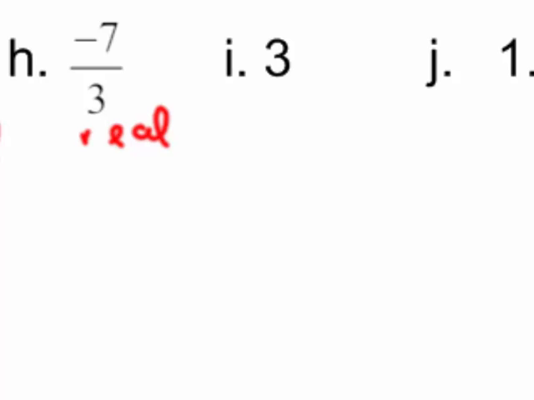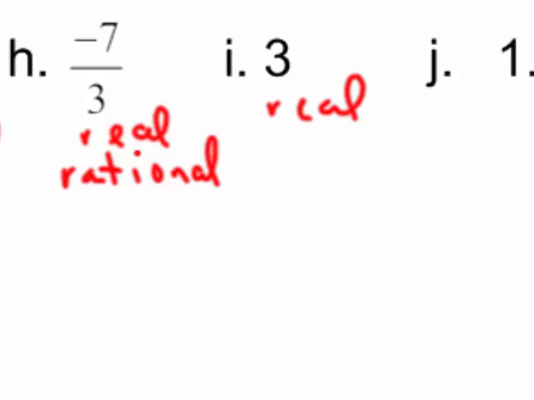-7/3, real, definitely. Rational or irrational? That's rational, written as a fraction of two integers. At that point, there's nothing else. It's not an integer, not a whole number, not a natural number.